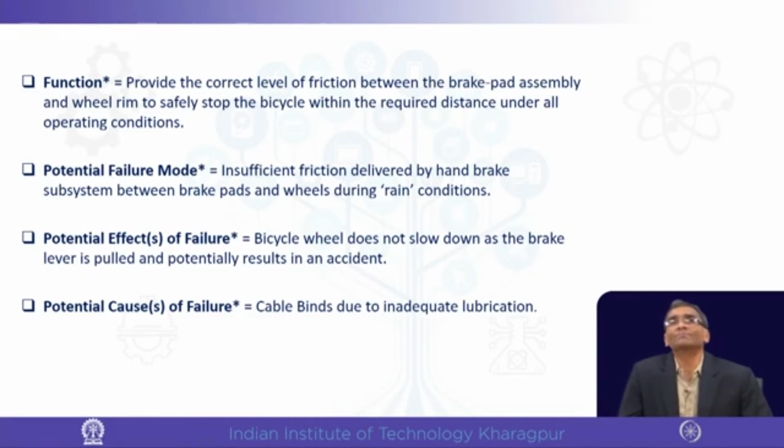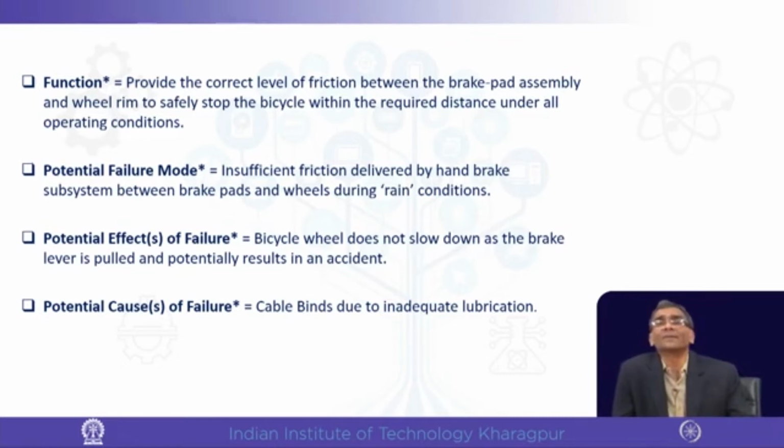The wheel rim should safely stop the bicycle within a given distance under all operating conditions. So, even when it is raining, it should function and stop. Potential failure mode, how it can fail: insufficient friction delivered by the handbrake subsystem between the brake pads and wheel rims. Potential effects, what will happen? The bicycle wheel does not slow down as the brake lever is pulled, and potentially results in an accident. So, that is the effect. It is very severe, that is why you will find it is in category 10, top 10.